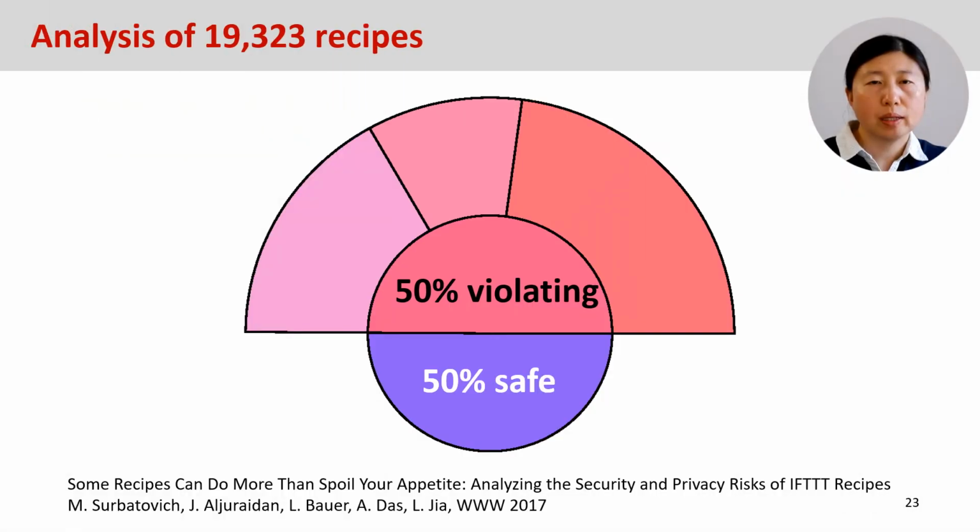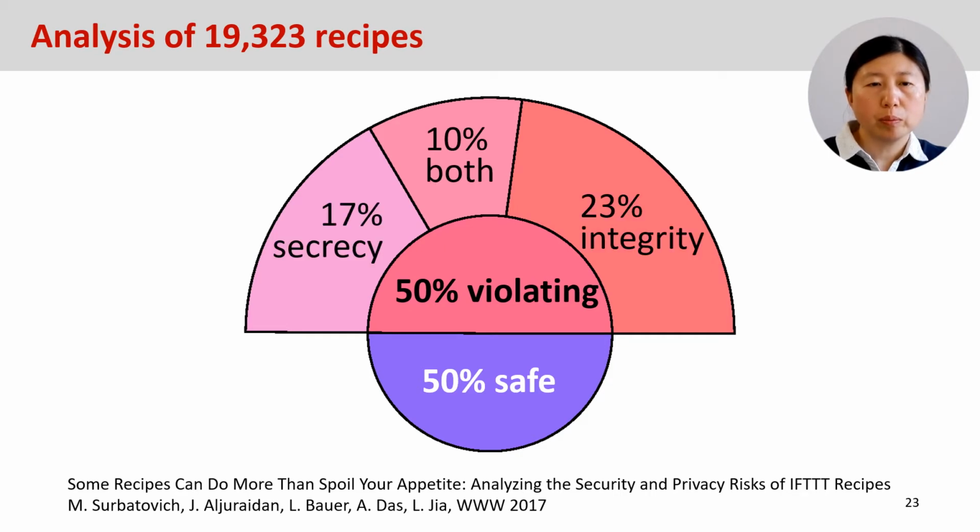So we implemented our analysis in Prolog and analyzed a large database of publicly available IFTTT recipes. This database contains over 19,000 IFTTT recipes. Here is the analysis result. Over 50% of the recipes are flagged as violating. And among them, 33% of them have integrity violations, 27% of them have secrecy violations, and 10% have both.